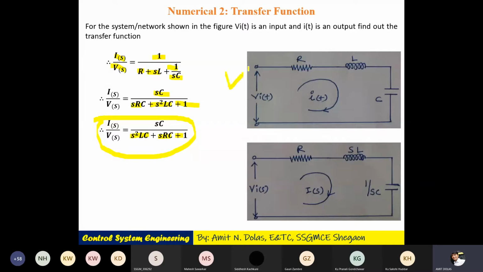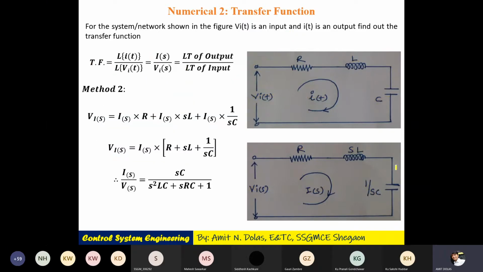So this is calculated by method 1, where the time domain model equations are obtained and later converted into the frequency domain. But in the second method you may directly adopt that: Vi of t is converted into Vi of S, I of t is converted into I of S, resistance as it is, inductor will be converted to SL and capacitor will be converted into 1 by SC. So directly you can write, of course the same equation is required.